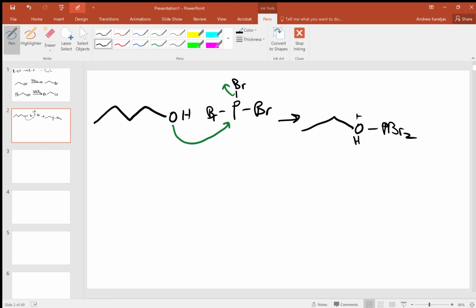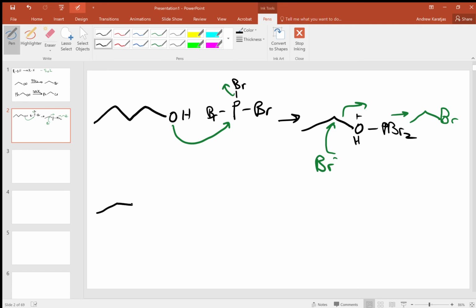The entire purpose of this step is because OH is a bad leaving group. But once we've attached it to the oxygen, we've made it into a much better leaving group, or attached it to the phosphorus. And so now that Br minus that we just kicked out adds in and does essentially an SN2 reaction to make the alkyl halide.